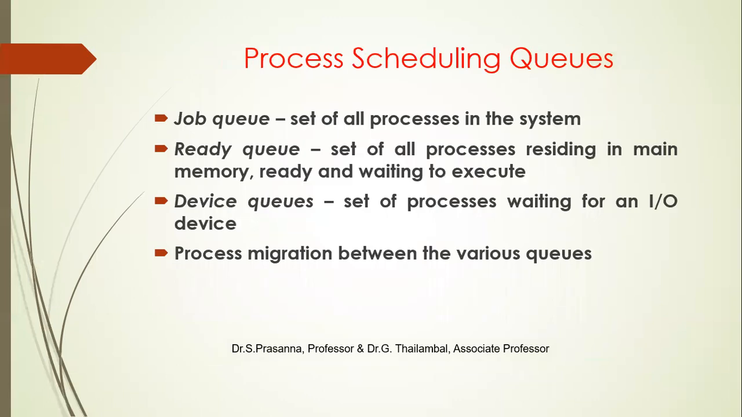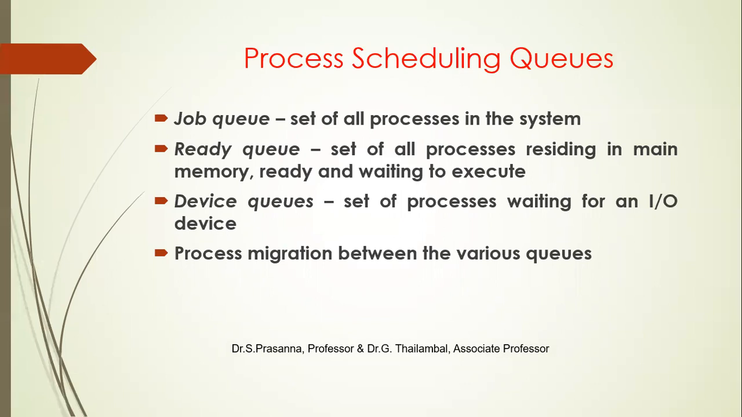Process scheduling queues. We have three types of queues available: job queue, ready queue, and device queue. What is a job queue? The set of all processes in the system is called a job queue. What is the ready queue? The set of all processes in main memory, ready and waiting to execute. The device queue is the set of processes waiting for an IO device.